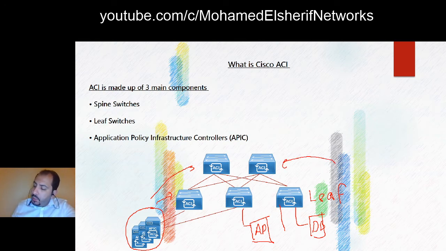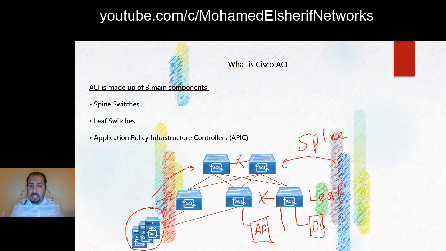We also have the spine here. The spine's main purpose is to connect the leaves together, because there is a golden rule here: never connect a leaf to a leaf and never connect a spine to a spine. So this is not allowed. The spine acts as the backbone of your fabric. And what is the fabric? The connectivity between the leaf and spine is what they call the fabric.